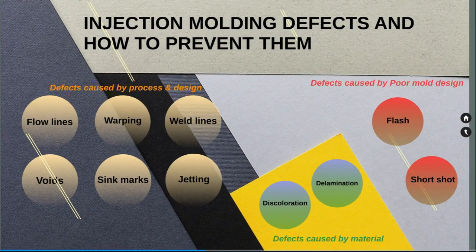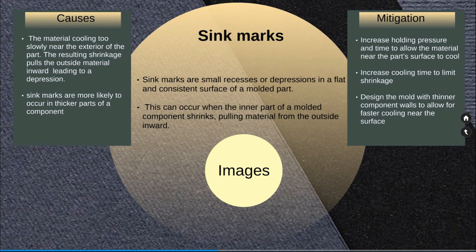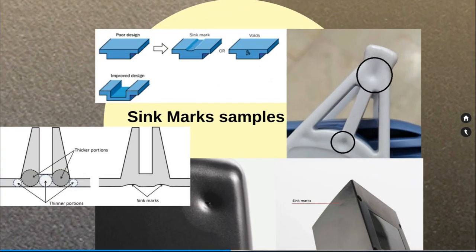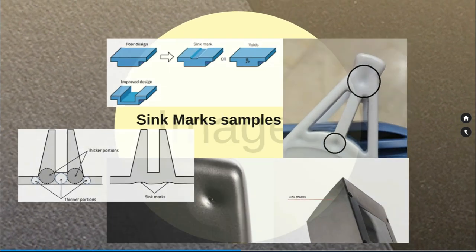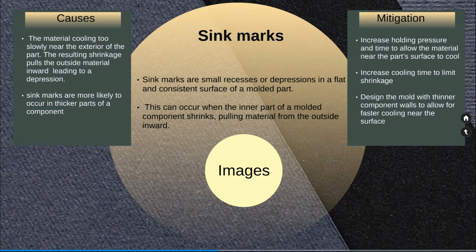Next, sink marks. The sink marks are small recesses or depressions on a flat and consistent surface of a molded part. This can occur when the inner part of the mold component shrinks, pulling the material from the outside inward. So you can see the images where there is more wall thickness. You can see small sink marks formed on the surface, so it pulls the material inward and forms a kind of depression. What are the causes of the sink marks?